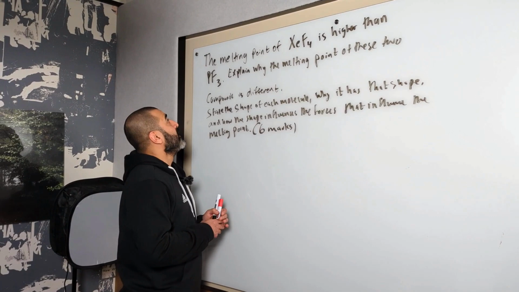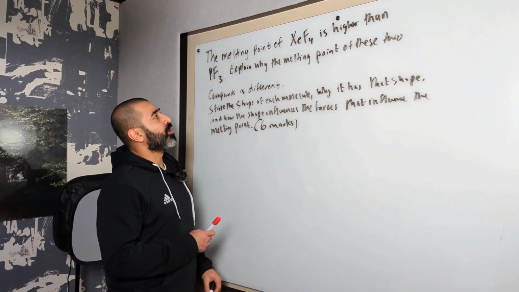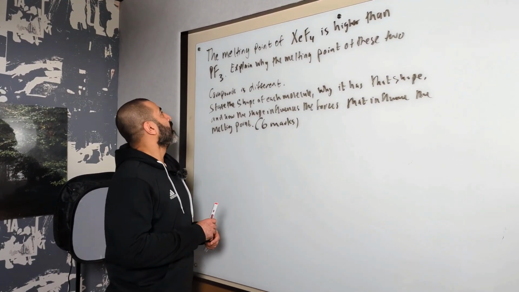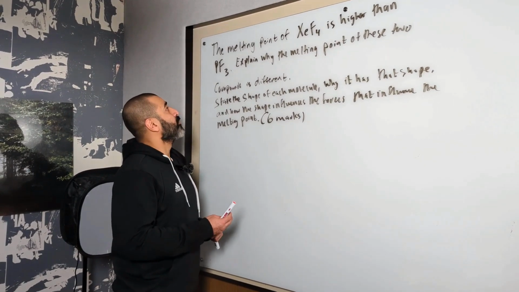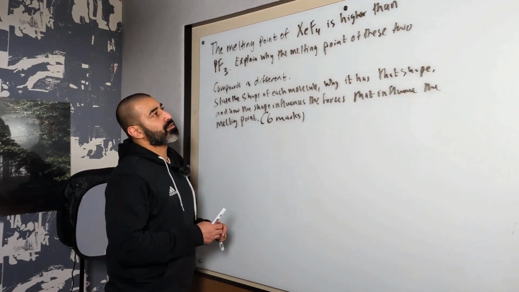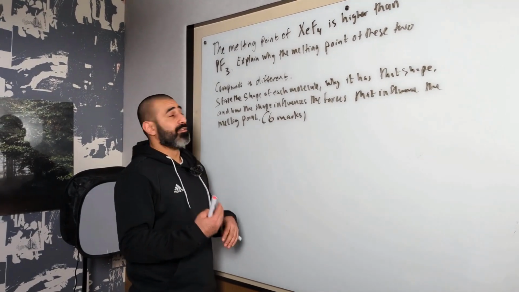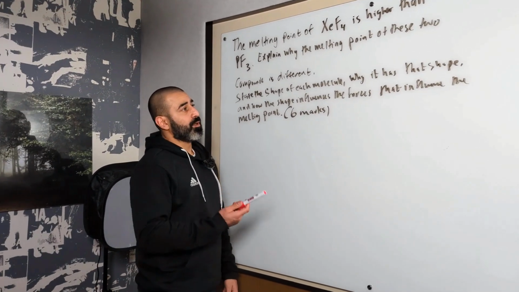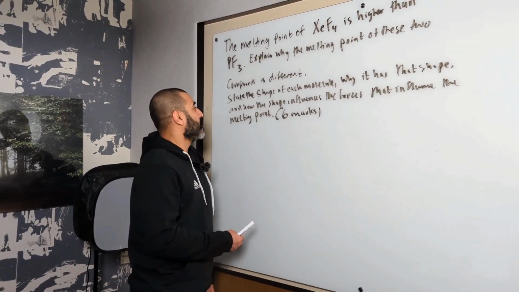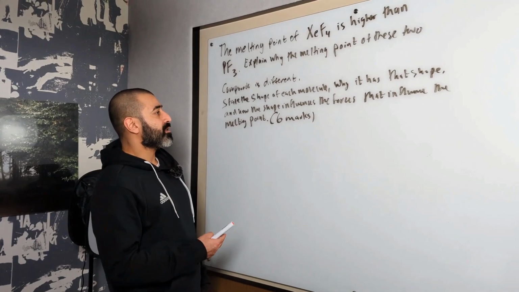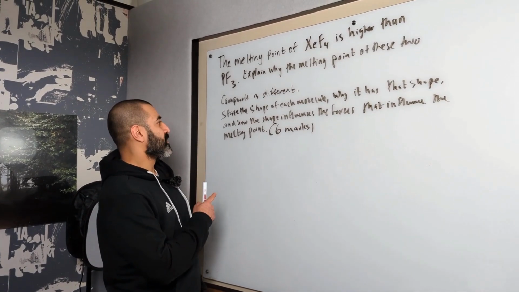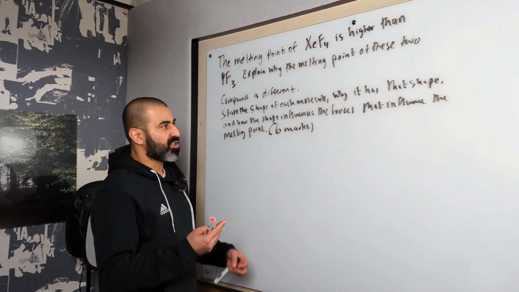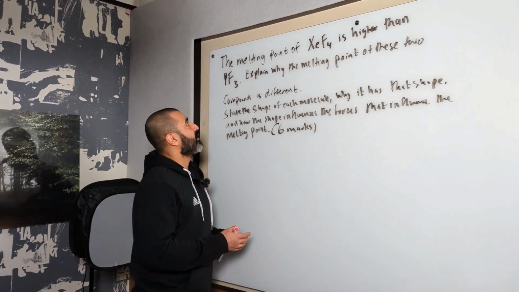Here we've got a shapes of molecules question linked in to an intermolecular forces bonding type question as well. The melting point of xenon tetrafluoride is higher than phosphorus trifluoride. Explain why the melting point of these two compounds is different. State the shape of each molecule, why it has that shape, and how the shape affects its melting point. So how the shape affects the intermolecular forces effectively.